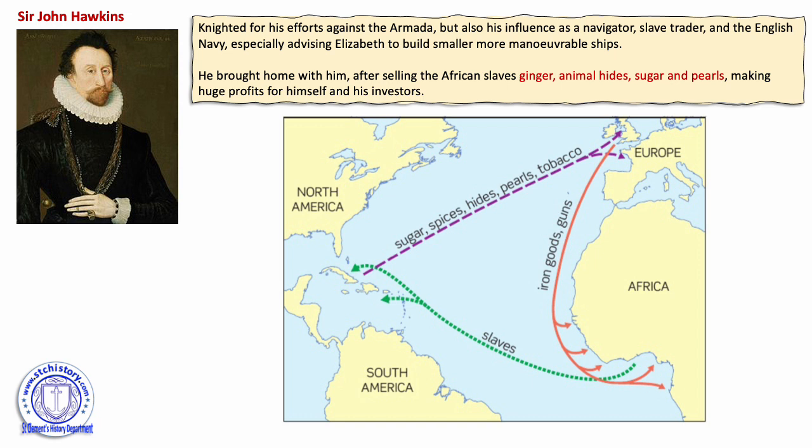And he also brings these really exotic things home, like ginger, again used in medicine, and animal hides. These are new things that we can sell. So we've now not only got new markets, we've also got new products to sell as well. And of course, sugar, pearls, and tobacco. Again, tobacco plays its part in the medicine course as well, doesn't it? The profits for him and his investors are huge, and basically people are lining up to invest into John Hawkins.